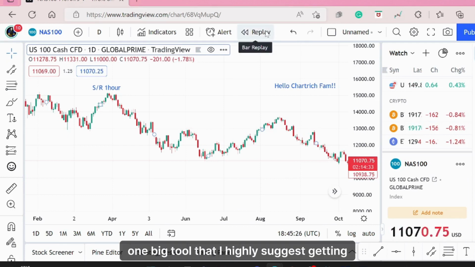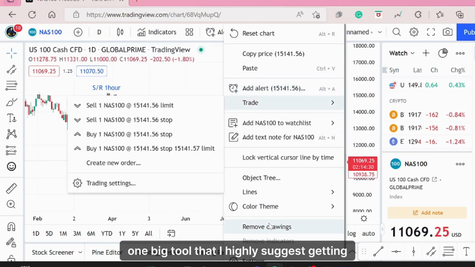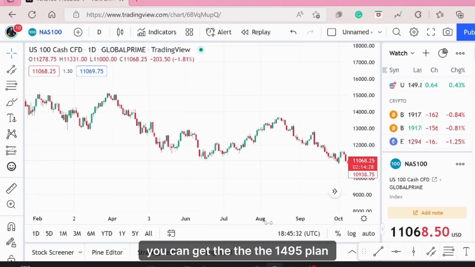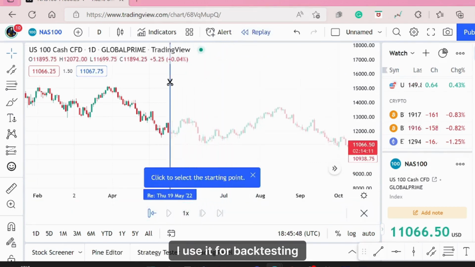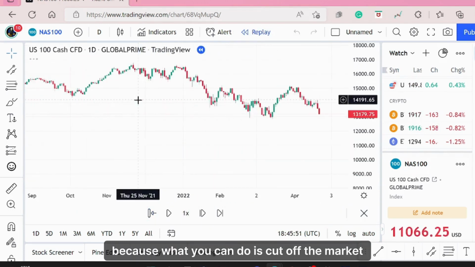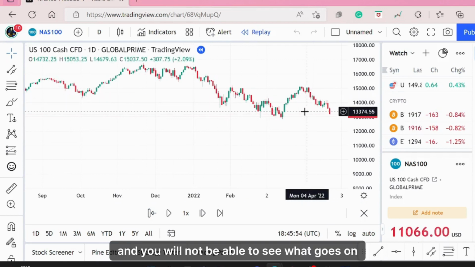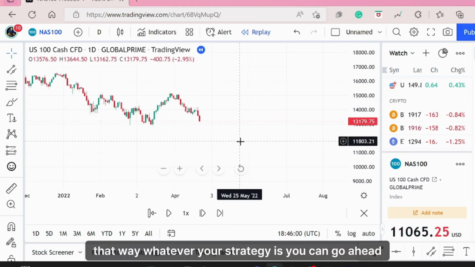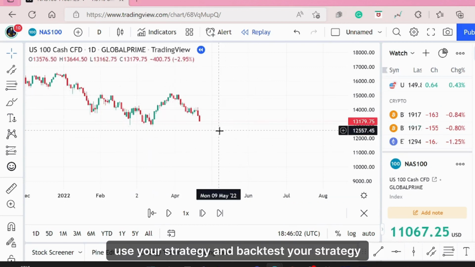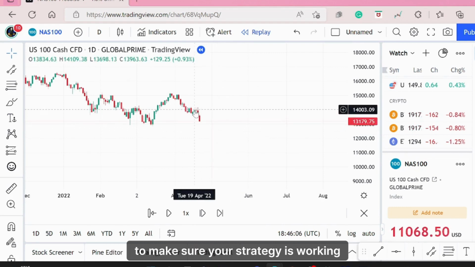One big tool that I highly suggest getting, you can get the $14.95 plan. I think at this point that is what it costs. You can get the first plan, and with that first plan, you will get the replay. The replay is very, very important. I use it for backtesting because what you can do is cut off the market and you will not be able to see what goes on in the market over here. That way, whatever your strategy is, you can use your strategy and backtest it to make sure your strategy is working. Backtesting is very important.